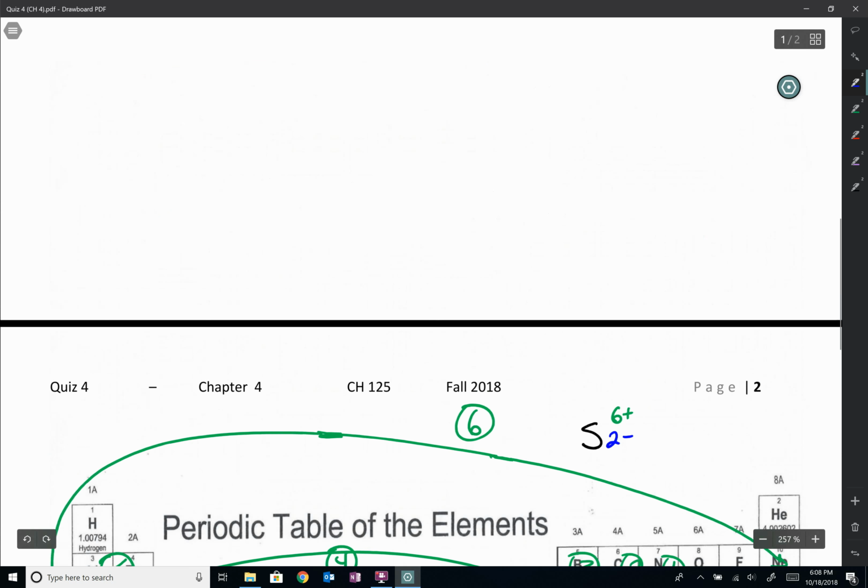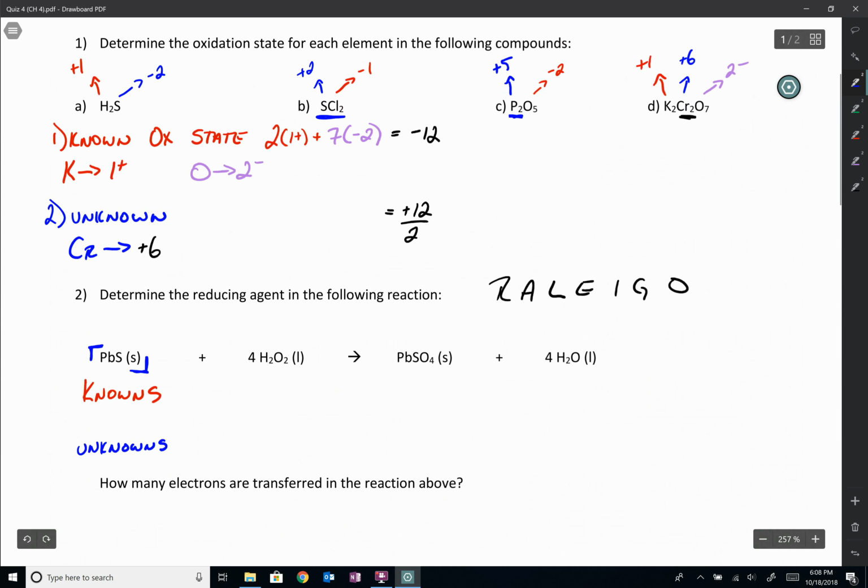So let me scroll back up now that we've identified that. Known: sulfur 2-, or unknown: lead 2+. Now I'm just going to go through and knock out the rest of these very quickly. Hydrogen 1+.